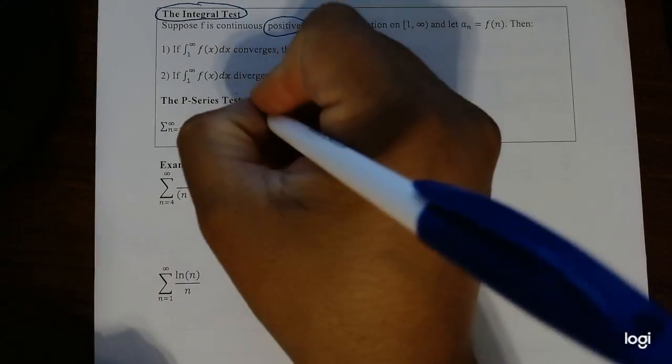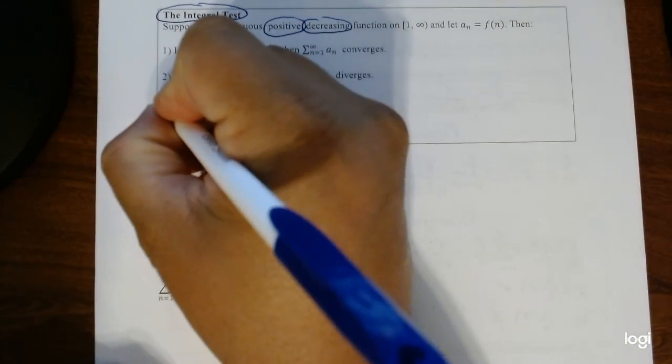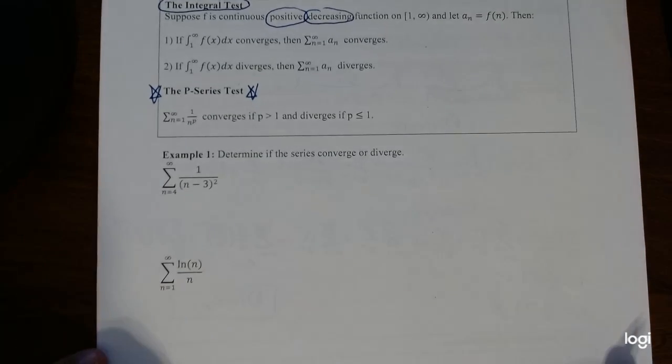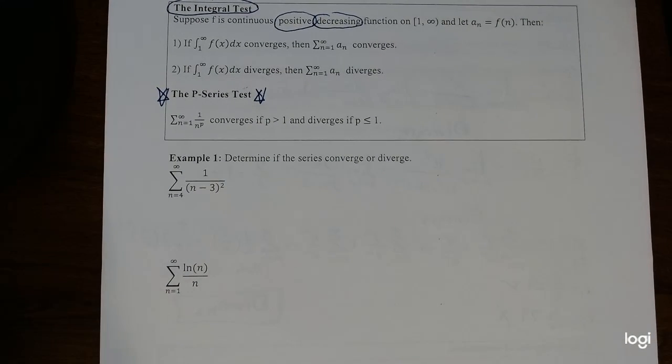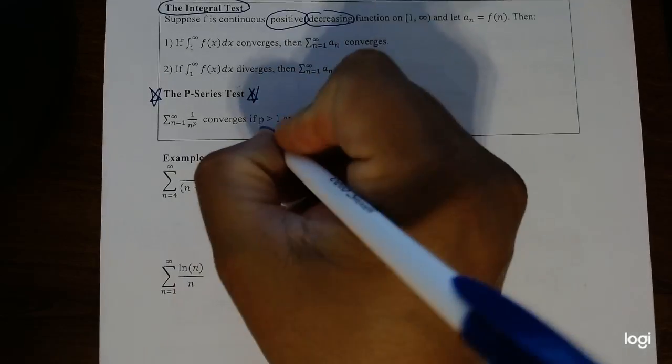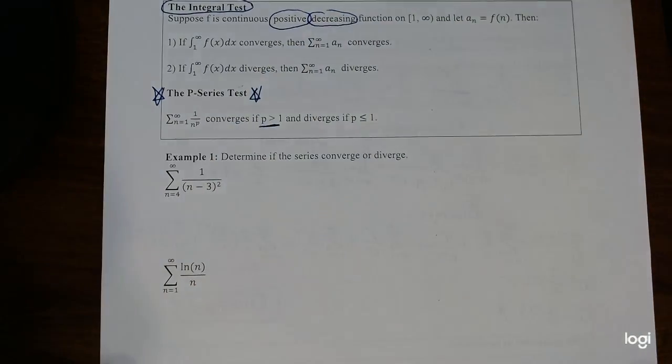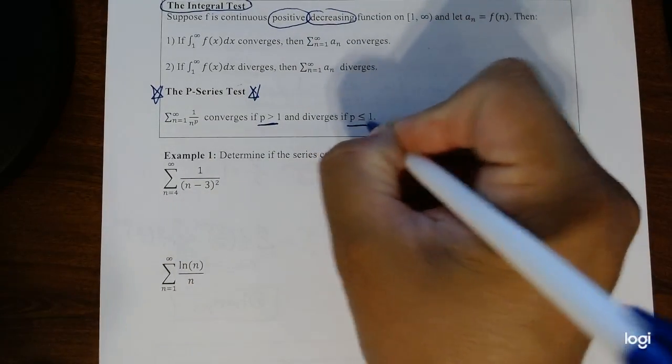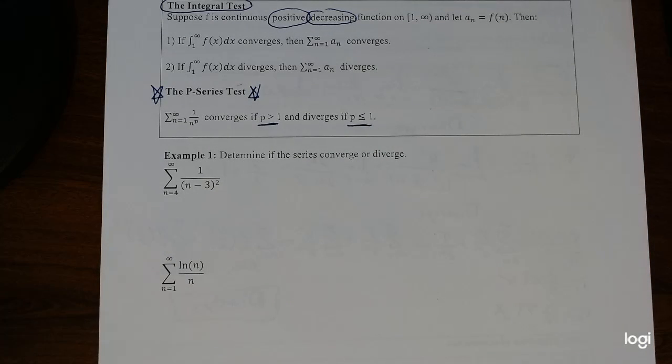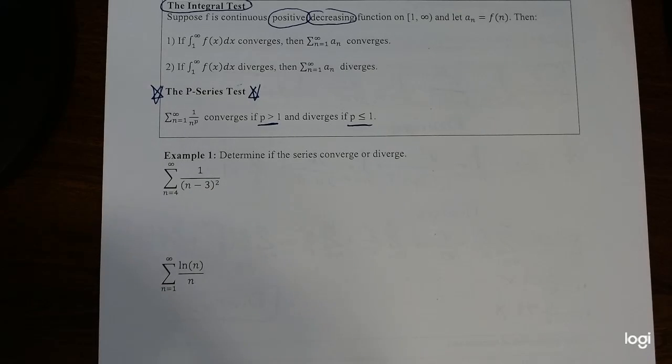Now, one very special test we're going to be dealing with going forward, and we talked about this a little bit in the other sections, is called the p-series test. The p-series test is, if I have the sum from 1 to infinity of 1 over n to the p, this converges if p is strictly greater than 1, and diverges if p is less than or equal to 1. And you'll see how this is going to come into play. It helps us a lot when it comes to finding if something converges or diverges, especially if you don't want to deal with the integral test itself.